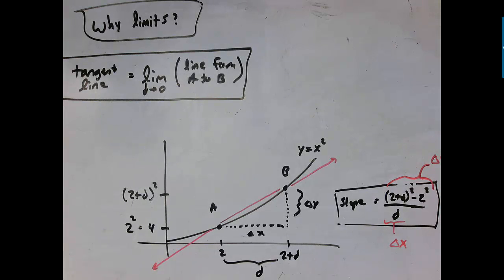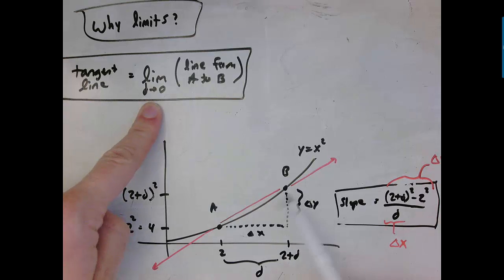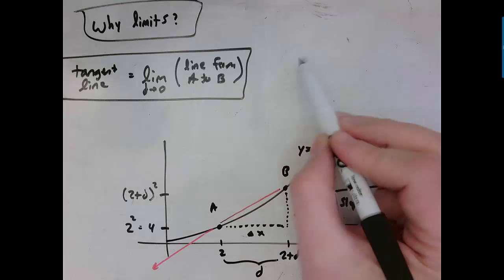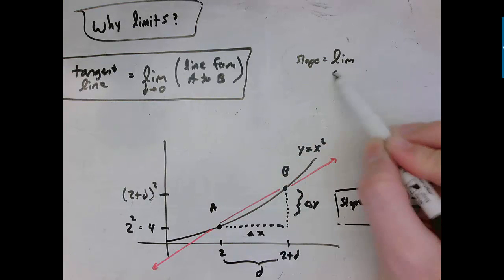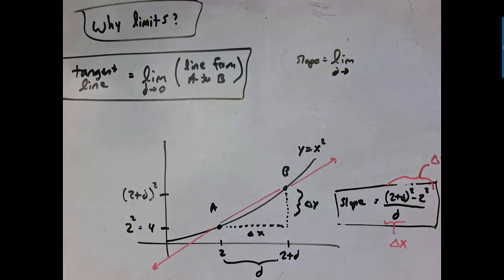I just defined the slope from a to b as this expression, and now I want to know what is that slope as b gets closer to a, as this distance approaches 0. So let's write it. I'm going to write slope equals limit as d approaches 0 of this expression, (2 plus d) squared minus 4, divided by d. All right, so how do you figure out what this limit is?